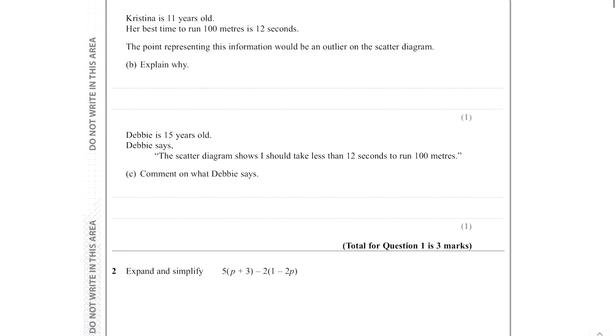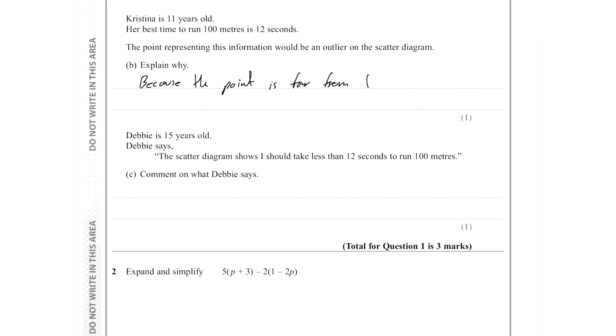So why is it an outlier? Because the point is far from the line of best fit.